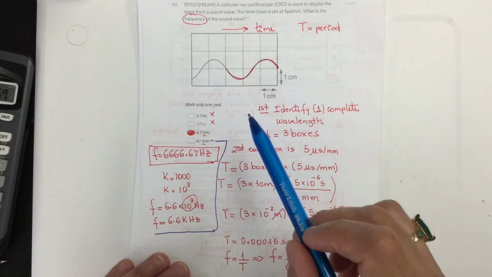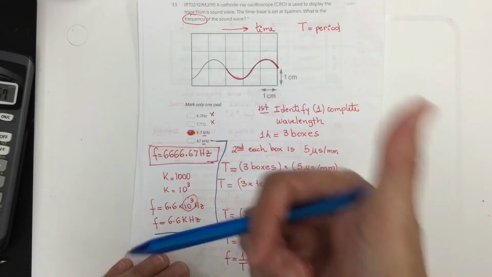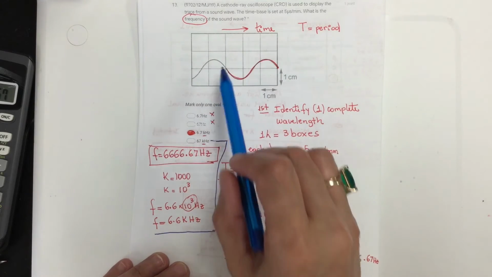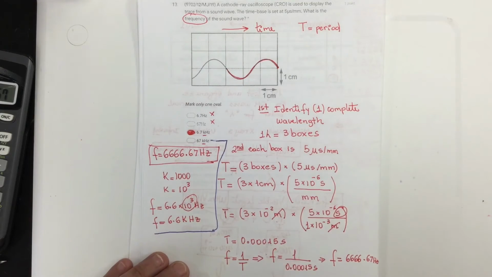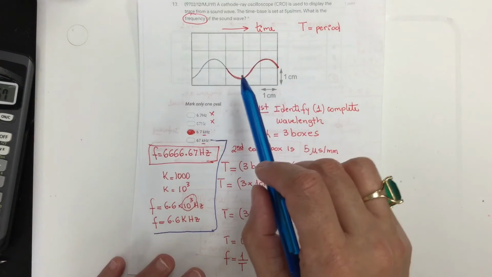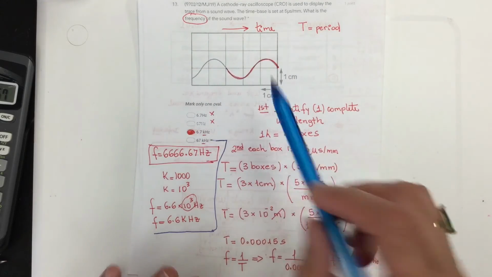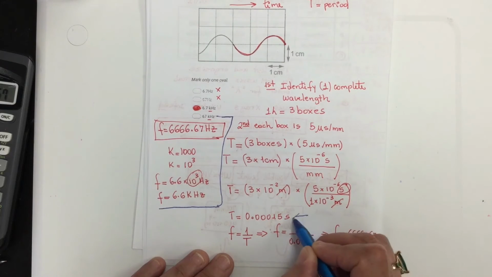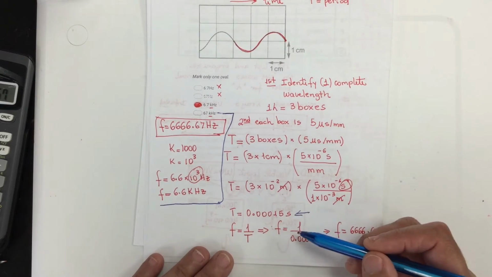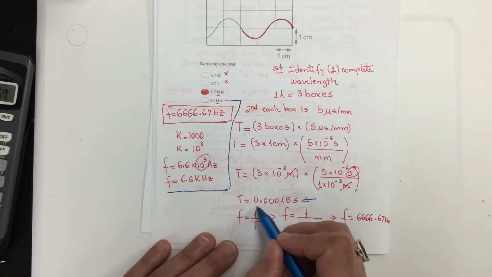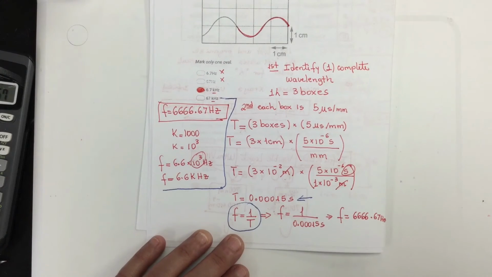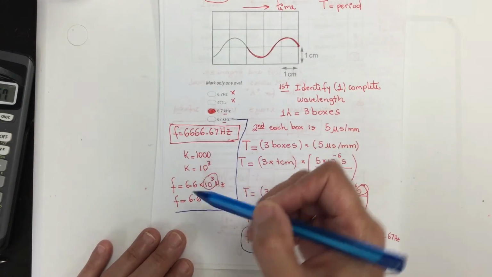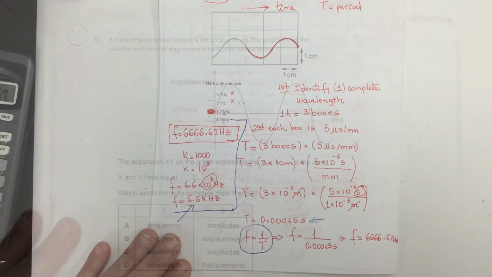So this particular problem involves lots of things. First, how to identify a wavelength on a CRO display. Second, how to use the information from those boxes to convert into the value that we are looking for, which is explained here. Third is the relationship between frequency and period. And also how to use a prefix to display a final answer.